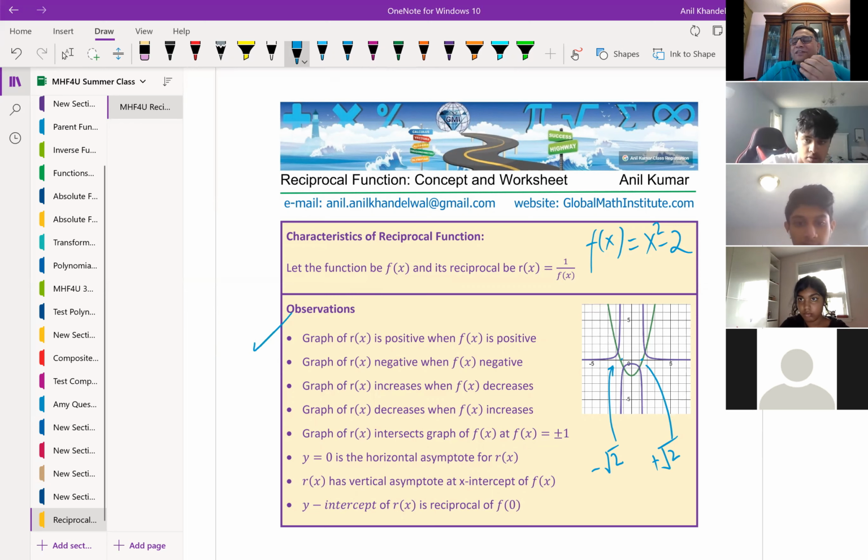If the function is negative, then the reciprocal is also negative. Correct? Read further, please. Graph of r of x increases when f of x decreases. Yes. Graph of r of x decreases when f of x increases.